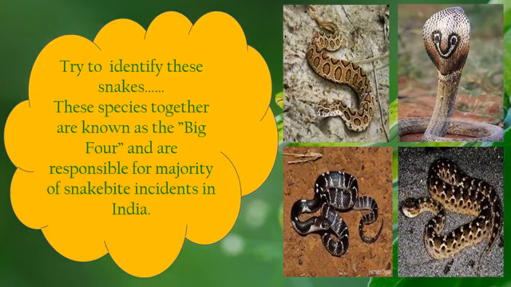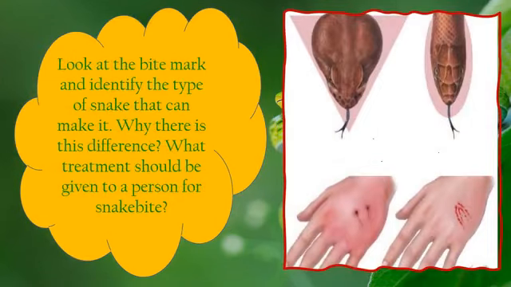Here are some pictures. Try to identify these snakes. These species together are known as the Big Four and are responsible for the majority of snakebite incidents in India. This we will be continuing in our next class. Here is another task for you. Look at the bite mark and identify the type of snake that can make it. Why is there this difference? What treatment should be given to a person for a snakebite? This is a task. Give me the answer in the class.